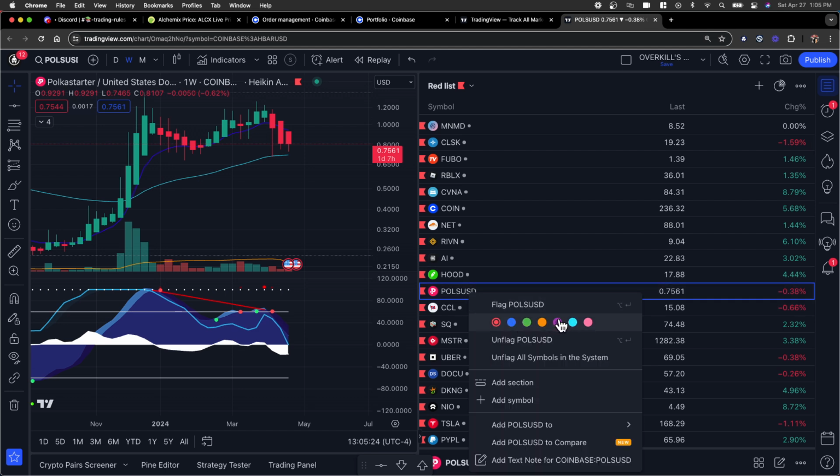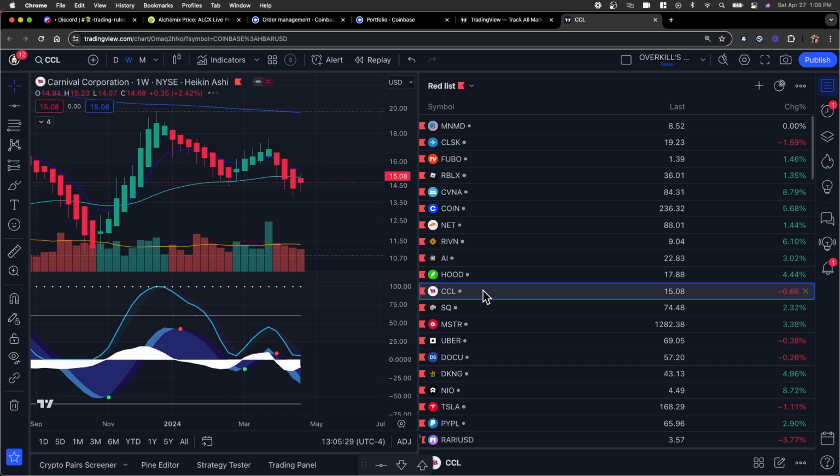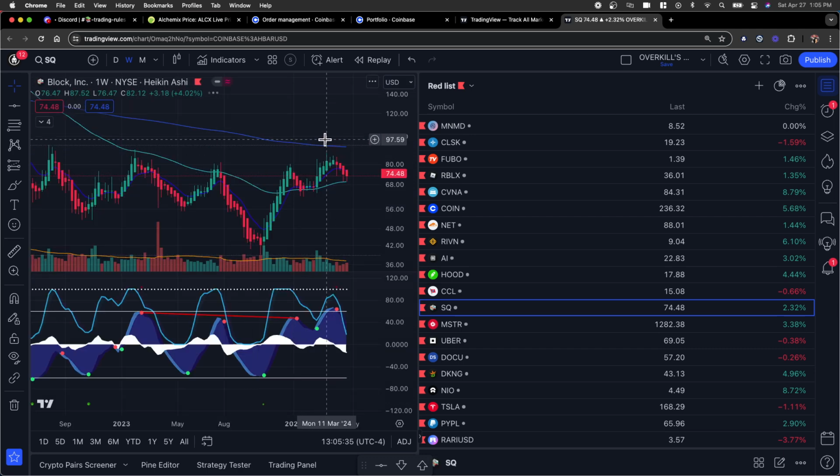Here's POLS. This is also a play on Polkadot. I'll go ahead and put that one in the looking to buy list. Here's CCL. It's getting close, just really choppy, dude. Really, really choppy. I just don't like it.